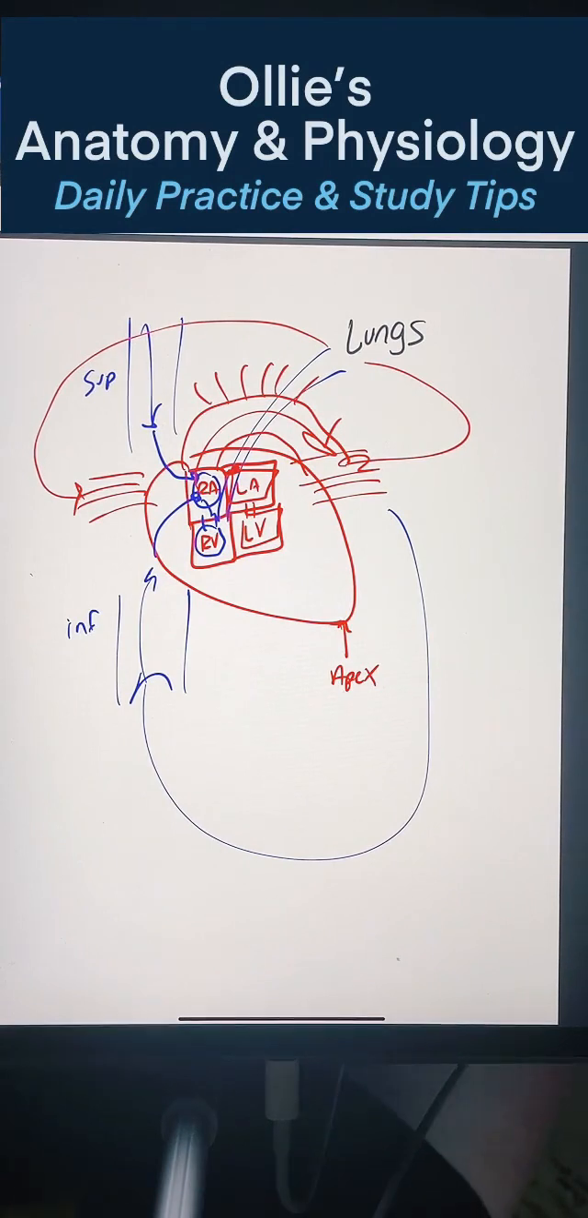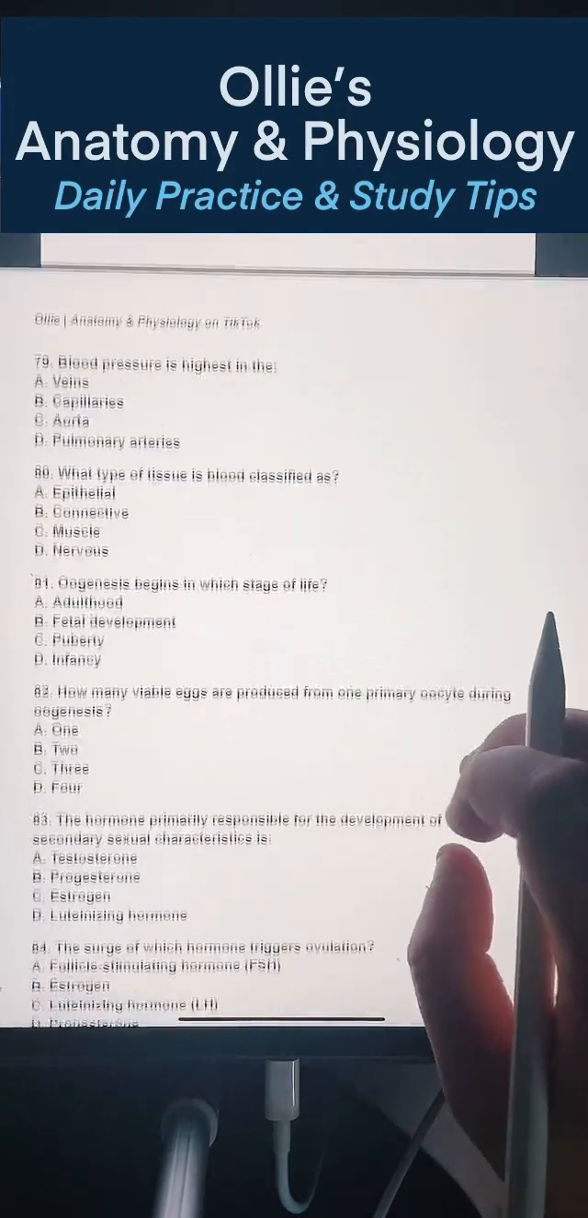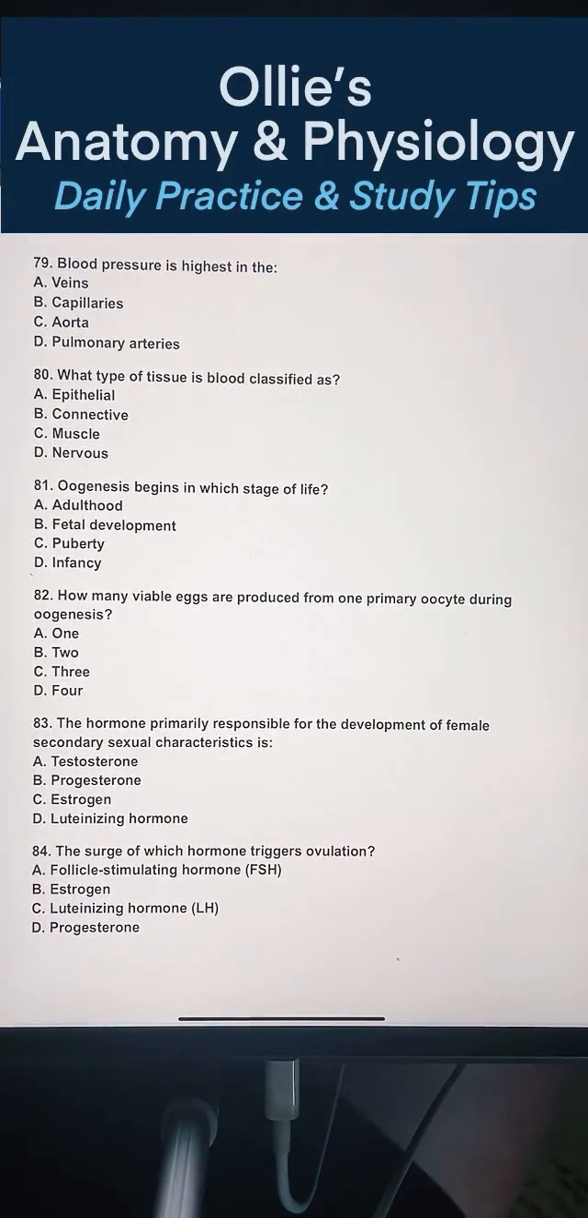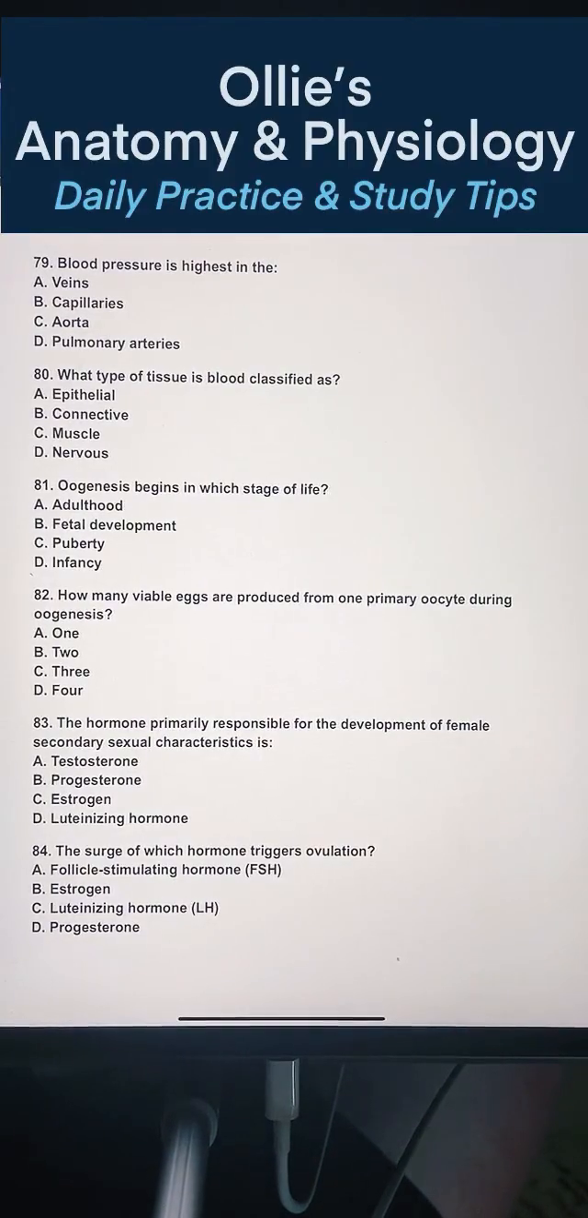I do have explanations on my website. Was that helpful for everybody? This is how I studied blood flow. Just practice drawing it out, the same way you would follow directions to your buddy's house. But we'll move on to the next set of questions here. Number 79, blood pressure is highest in the what? Was that helpful for everybody? And if I miss any questions, let me know.